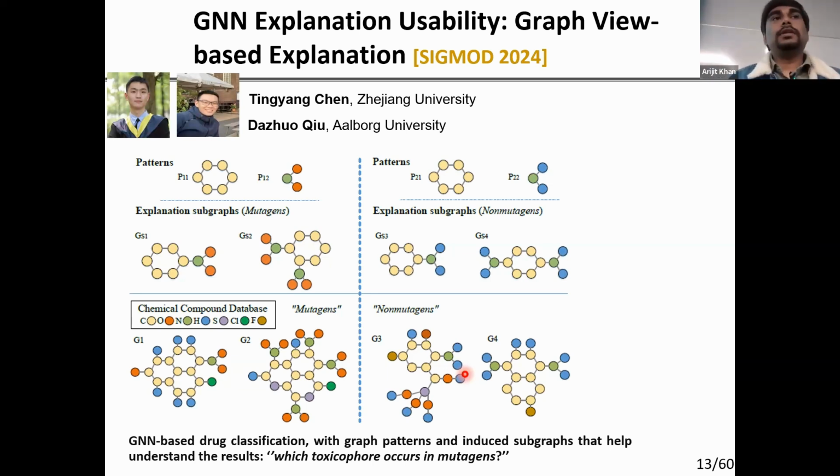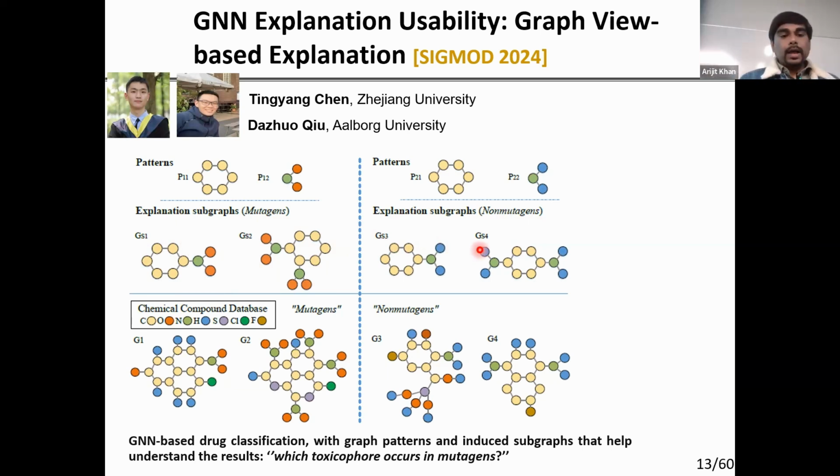But domain experts like chemists may not be happy. They also want to understand, right, which substructure of this chemical compound is really the key reason behind such decision making. So the next step, what you can do is to apply different existing explainability methods for graph neural networks. If you apply them, then these are some of the explanation subgraphs that we get corresponding to two different classes. So for the mutagen class, we get explanations like these two, GS1 and GS2. And then for non-mutagens, we get GS3 and GS4. This is what existing explainability methods can already provide.